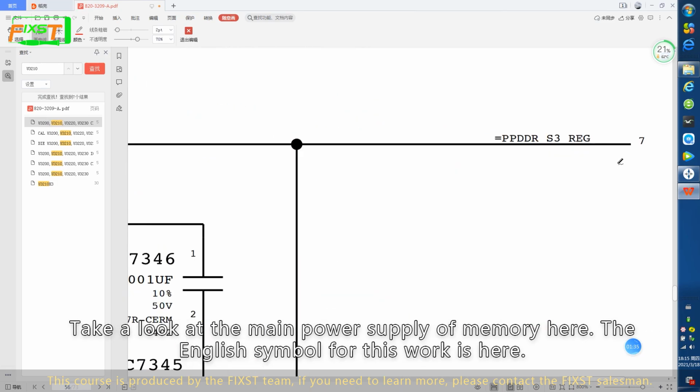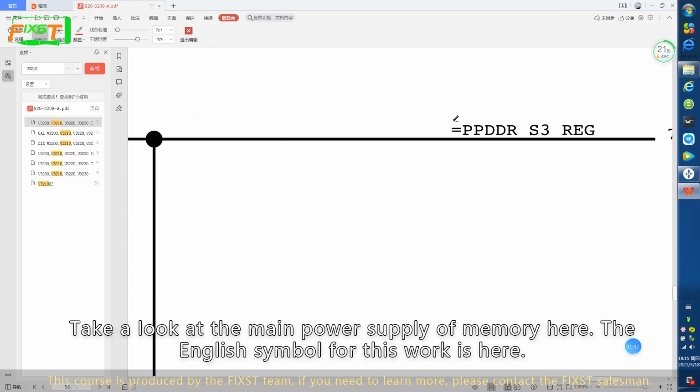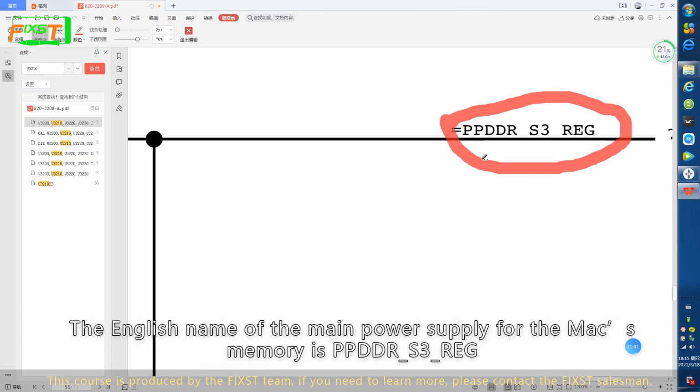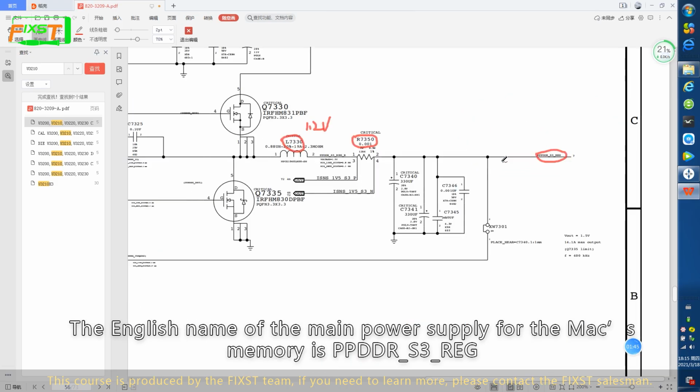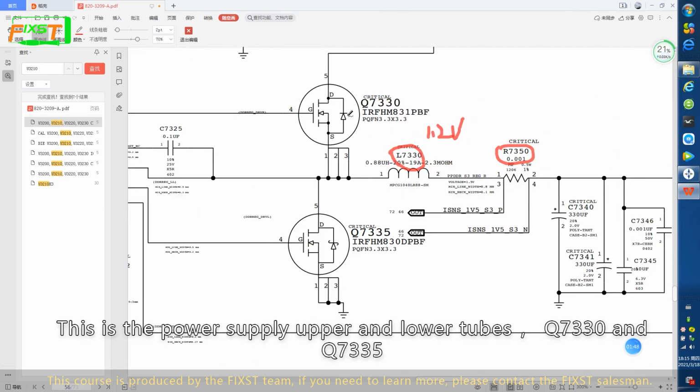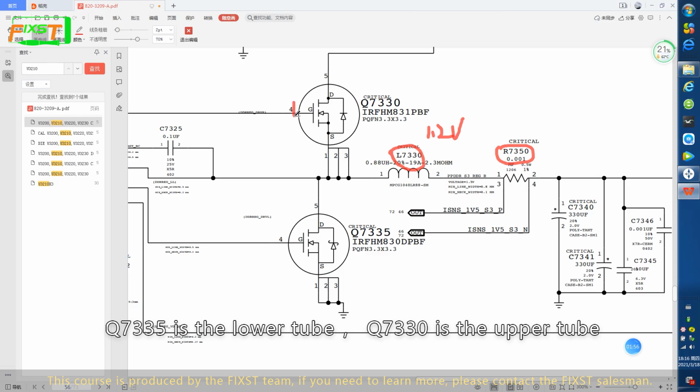Take a look at the main power supply of memory here. The English symbol for this work is here. The English name of the main power supply for the memory is PPDDR-S3REG. Let's go back again. This is a power supply upper and lower tubes, Q7330 and Q7335. Q7335 is the lower tube, Q7330 is the upper tube.